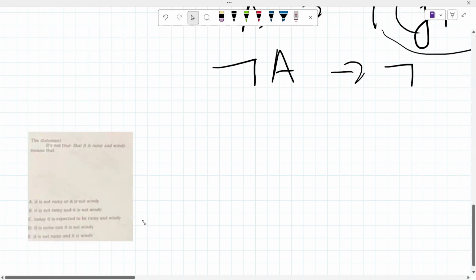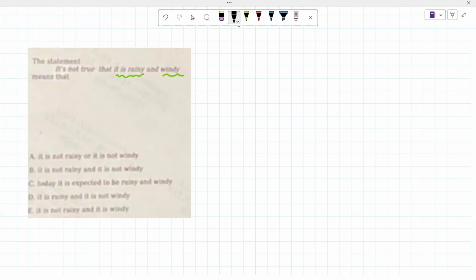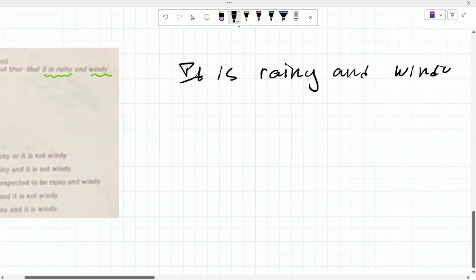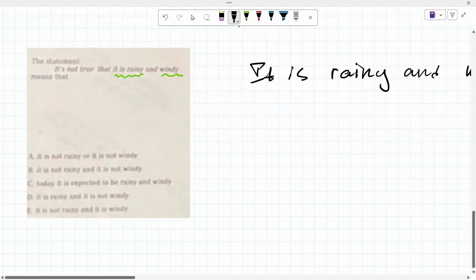Okay, this is quite a simple exercise. I think most of you already solved it. It says, it is not true that it is rainy and it is windy. Okay, I will write. In this case, our statement is it is rainy and windy. This is our statement. And before our statement is written, it is not true.